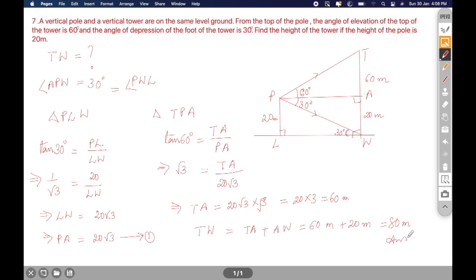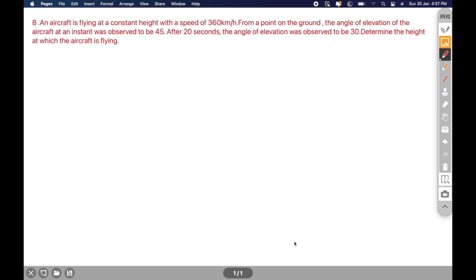This is the answer. Next question is, an aircraft is flying at a constant height with a speed of 360 km per hour. From a point on the ground, the angle of elevation of the aircraft at an instant was observed to be 45 degree. After 20 seconds, the angle of elevation was observed to be 30 degree. Determine the height at which the aircraft is flying.